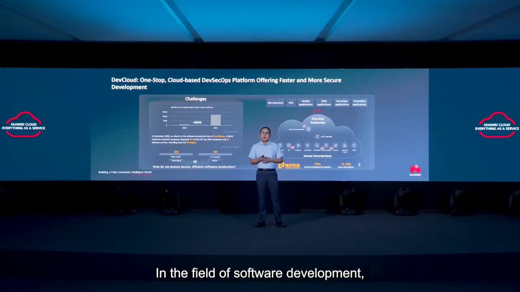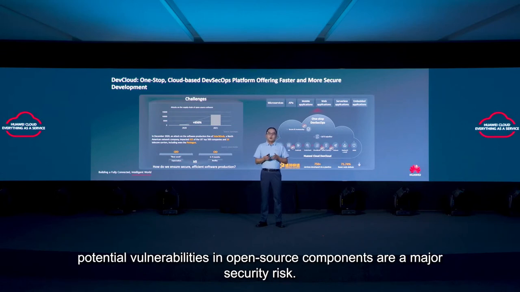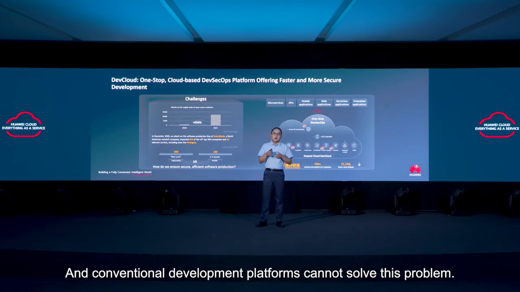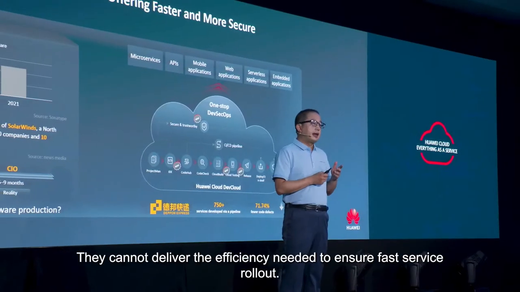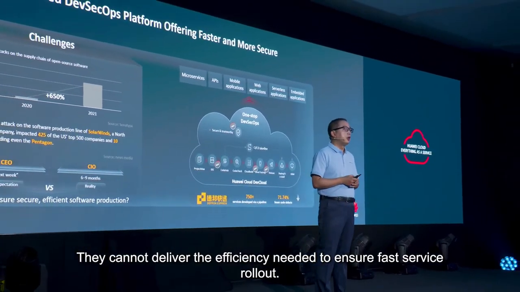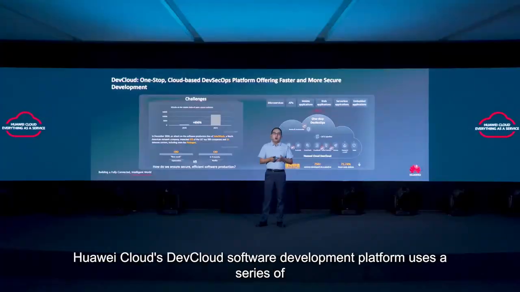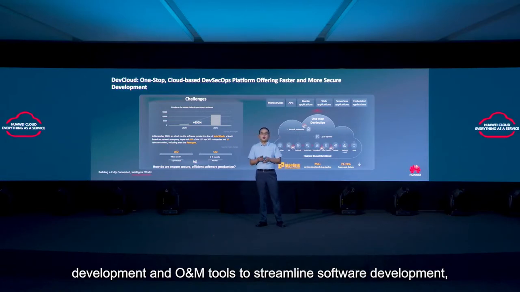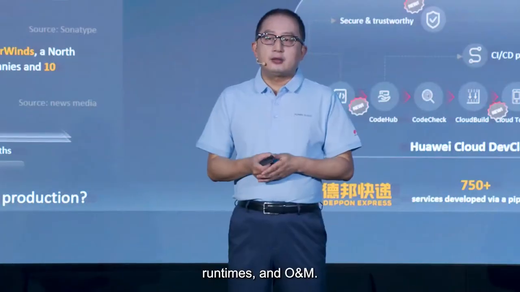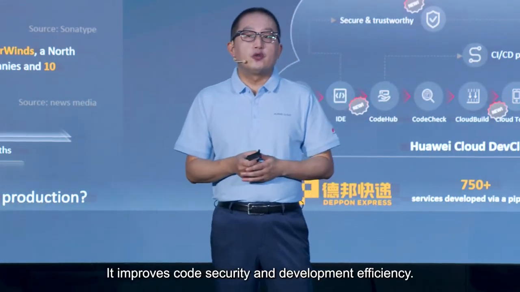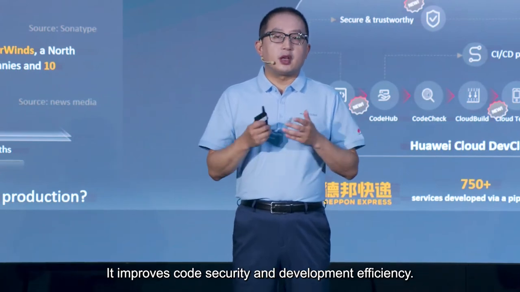In the field of software development, potential vulnerability in open source components are a major security risk, and the conventional development platforms cannot solve this problem. They cannot deliver the efficiency needed to ensure fast service rollout. Huawei Cloud's DevCloud software development platform uses a series of development and OM tools to streamline software development, runtimes and OM. It improves code security and development efficiency.